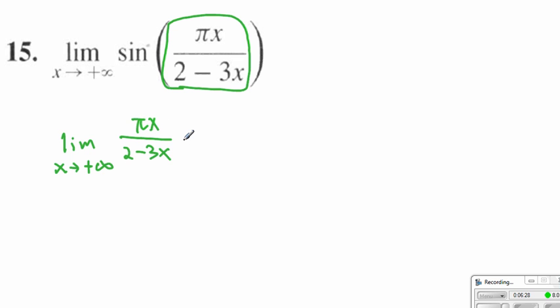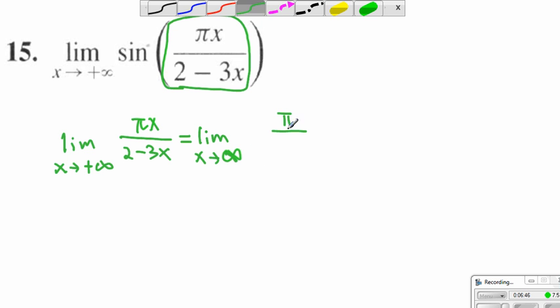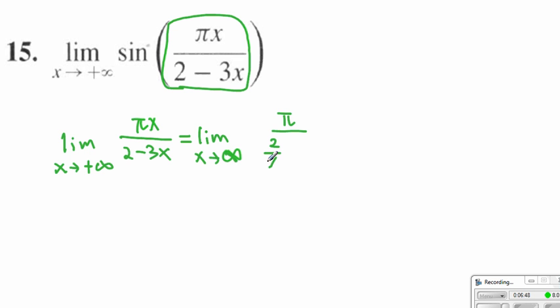Or if you want to go a bit further, if you divide by x on each side, then this would be equal to the limit as x approaches positive infinity of pi over 2 over x minus 3. And you will realize that as x approaches infinity, this portion will be equal to 0. Hence, we will end up getting negative pi over 3. That means the inner portion will approach negative pi over 3.